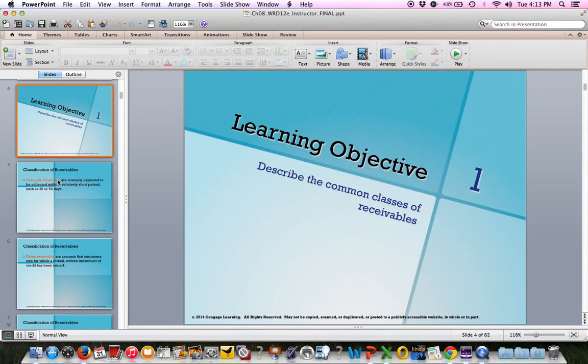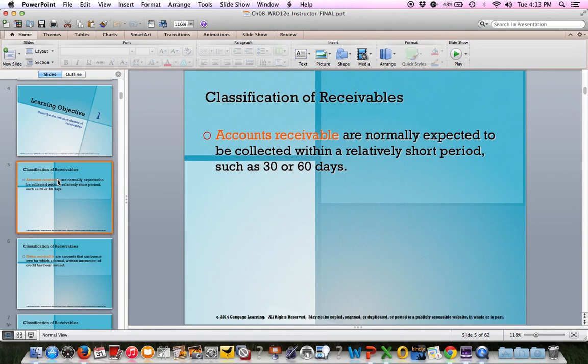Okay, first we'll talk about just the common classes of receivables. The first one you see here is accounts receivable, which is really common. Most businesses that buy and sell to other businesses on account will have these, and typically they're short. 30 to 60 days is a fairly common time period to have a receivable on the books.